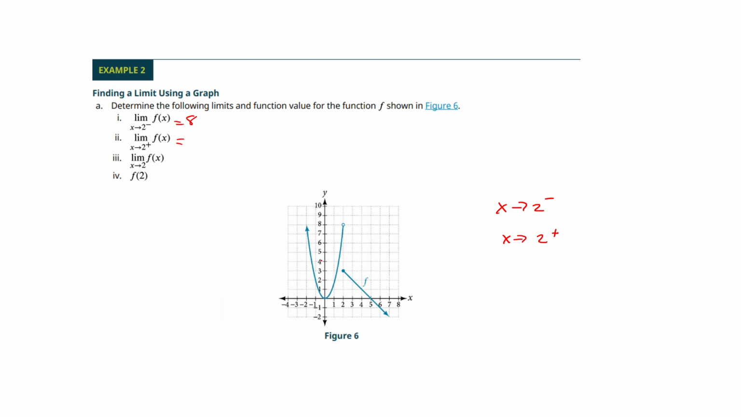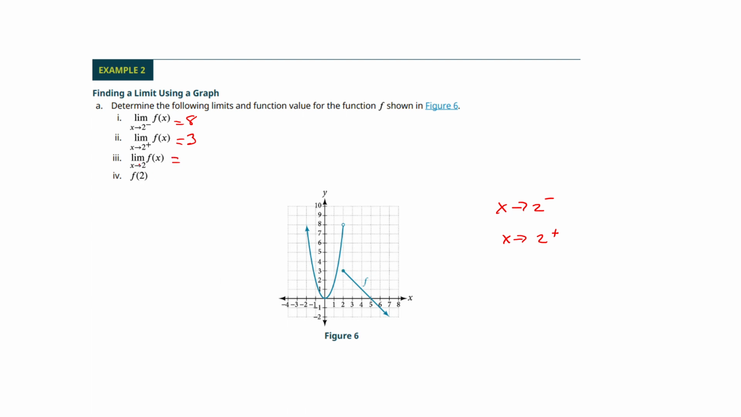Now, what's happening is we're approaching from the right. Well, we're heading this direction. We're heading toward x of 2 from the right. And the y value that we're approaching is actually 3. We're heading towards a different place. You see we're heading toward this dot right here.